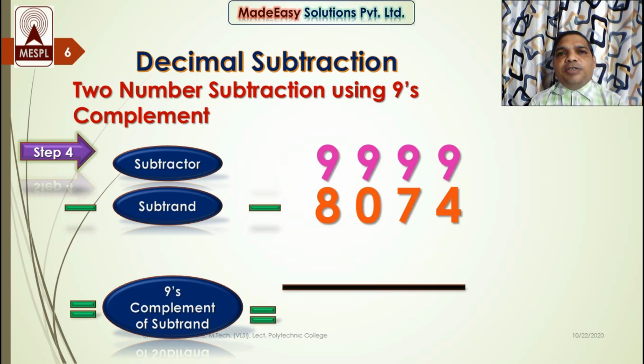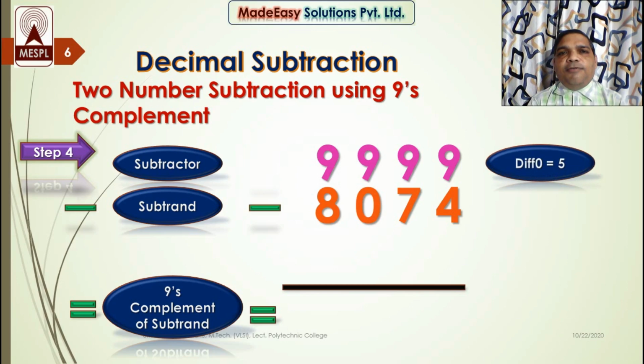Now start the subtraction from LSDs. So subtract 4 from 9. I will get 5 over here, because 4 subtracted from 9 gives 5. So I will put 5 over here.